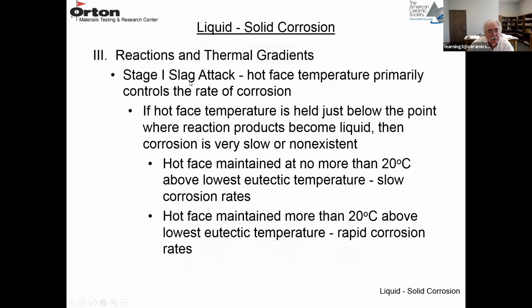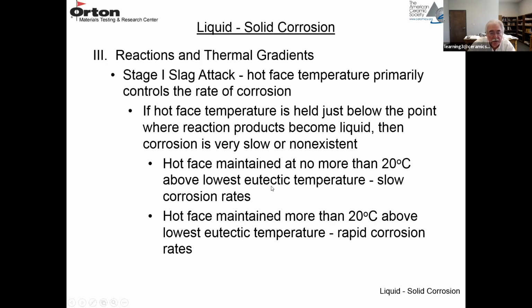So in stage 1 slag attack, the hot phase temperature is what's really controlling the rate of corrosion. So if the hot phase temperature is just below the point where the reaction products become liquid, then corrosion is very slow. So there's two ways of looking at this. If the hot phase is maintained at no more than 20 degrees above the lowest eutectic temperature, then the corrosion rates are quite slow. But if the hot phase is maintained at more than 20 degrees above the lowest eutectic temperature, you have rapid corrosion rates.